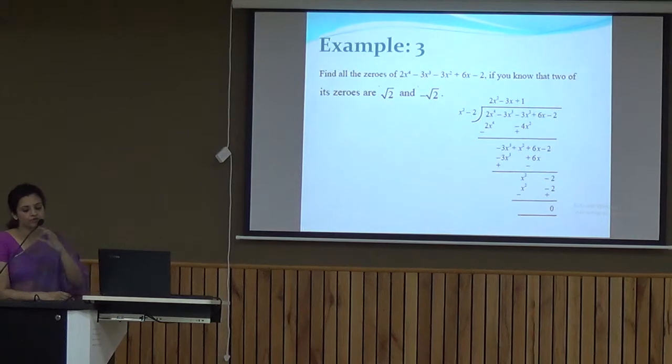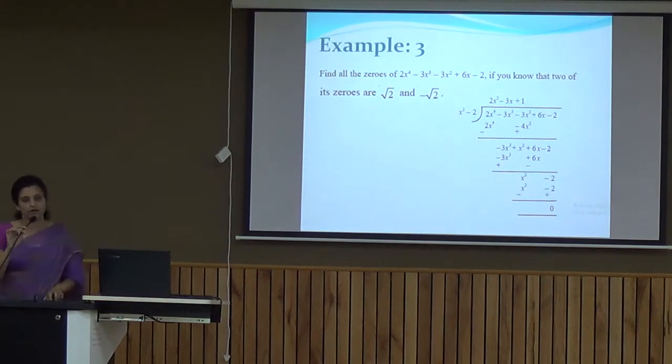Now let's come to a very popular question. Find all zeros of the given polynomial. Now this is a pretty long polynomial. What is the degree? Yes, biquadratic or quartic. 2x to the power of 4 minus 3x cube minus 3x square plus 6x minus 2, if you know that 2 of the zeros are root 2 and minus root 2.